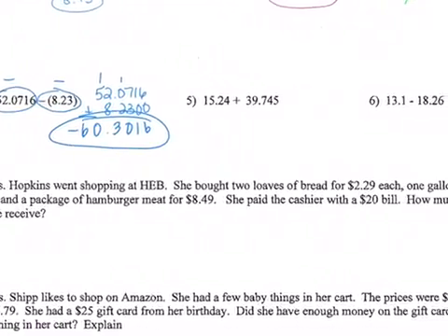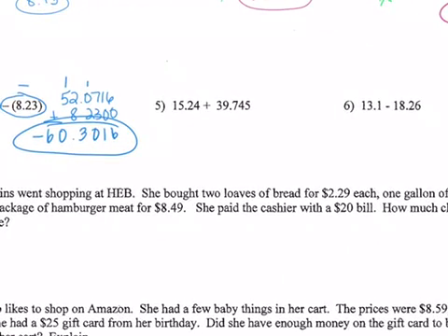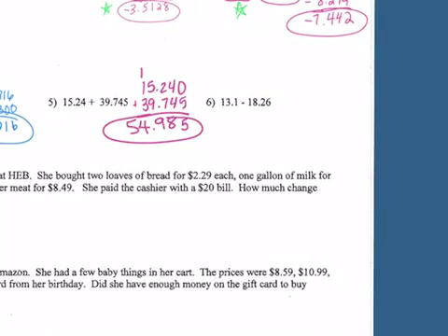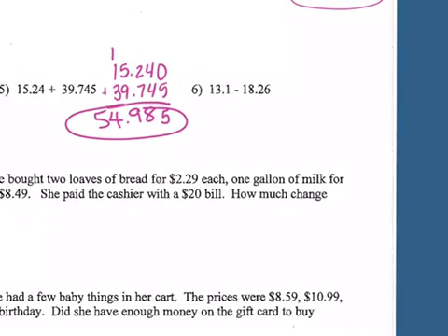Number 5, the only thing you have to pay attention to is where your decimal is going to go. So you have to line those up. So 15.24 plus 39.745. You're adding this on your paper. So 54.985.